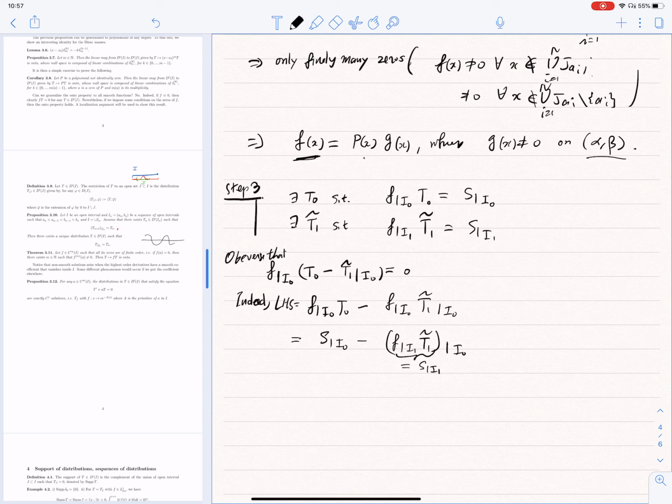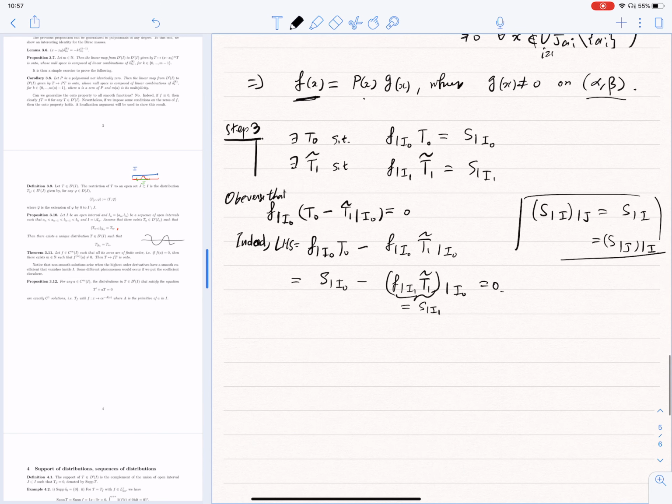So clearly the restriction operator would satisfy this property: for any I smaller than J, S restricted to J, then restricted to I, is equal to S restricted to I. So we make use of this property to say that eventually this becomes 0. This is the first observation.